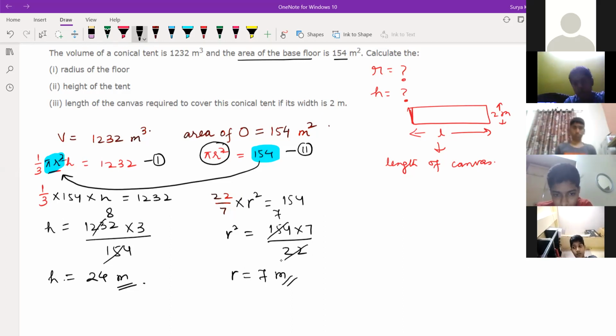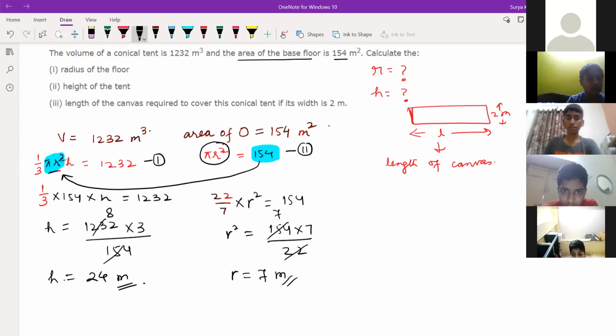Now we have to find the length of the canvas. So how to find the length of the canvas? See, what is the length of the canvas? Tell me, Krishna. 275. How are we getting 275? That I'm asking. Sir, l is equal to root of l² minus r². Sorry, that one you are finding. Okay, how did you find it, Nihar?